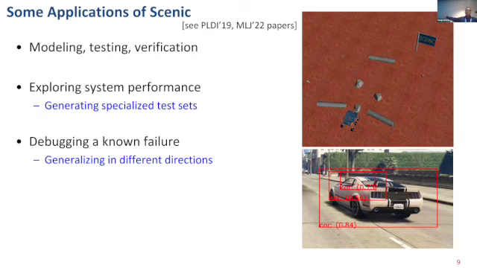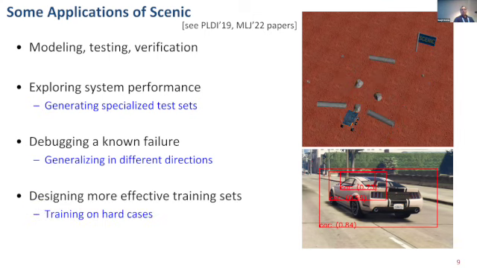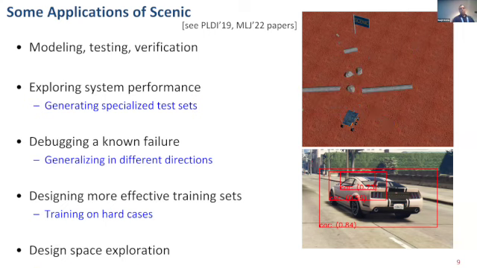So this is a case where a neural network, at the time state-of-the-art for object detection, thought that there were 3 cars, but there was just one. And we were able to use Scenic and a form of debugging that's known as delta debugging in software engineering to try to understand what the root cause of this failure was. So you can, of course, use Scenic to generate synthetic data. You can also use it to do design space exploration.